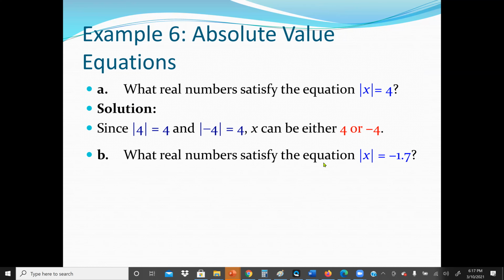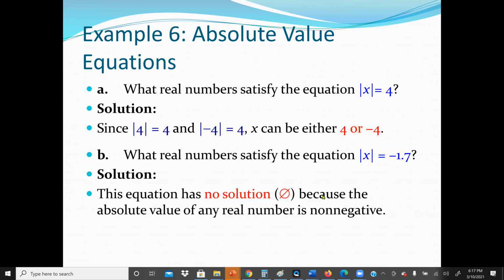What real numbers satisfy the following equation? The absolute value of x equal to negative 1.7. It's the same as the previous example. Yes, the equation has no solution. Why? Because anytime we have an absolute value, the answer should be positive. The absolute value of negative 1.7 will be positive 1.7, and the absolute value of 1.7 will be 1.7. So here we say the equation has no solution because the absolute value of any real number is always non-negative.